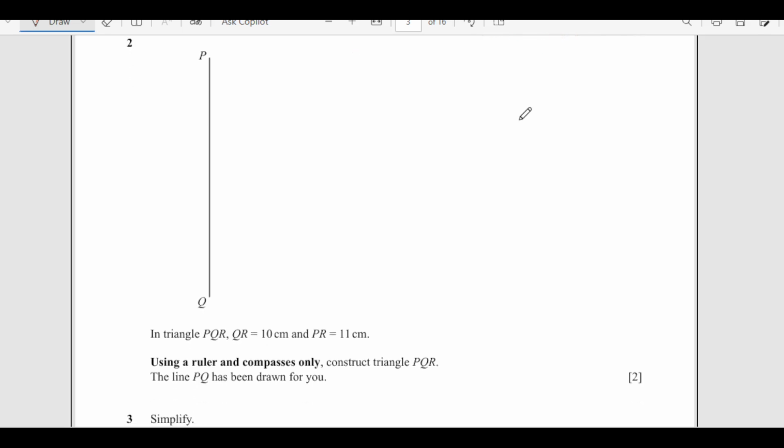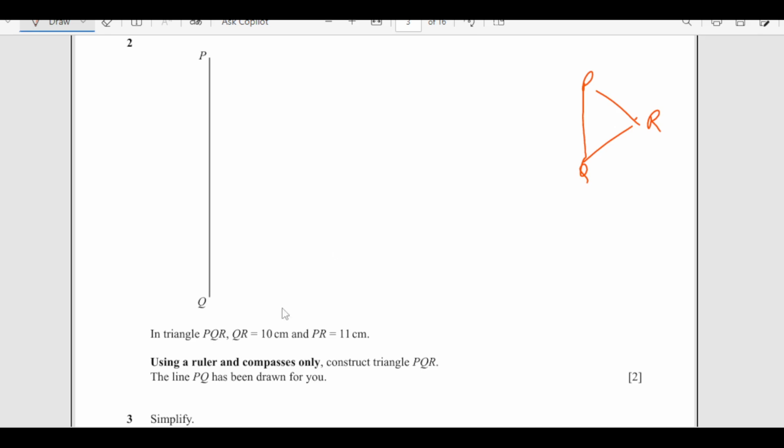Now here we have this line given, PQ. The triangle PQR, and QR is 10 and PR is 11. Use a ruler and compass only. Construct triangle PQR. The line PQ has been drawn. This PQ is given to us, and as you see, if this is PQ, then we will have another point R here, right? So this is how the rough diagram should look like. So here I am also drawing this.